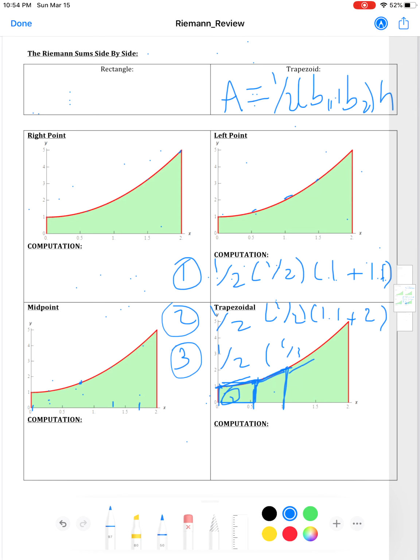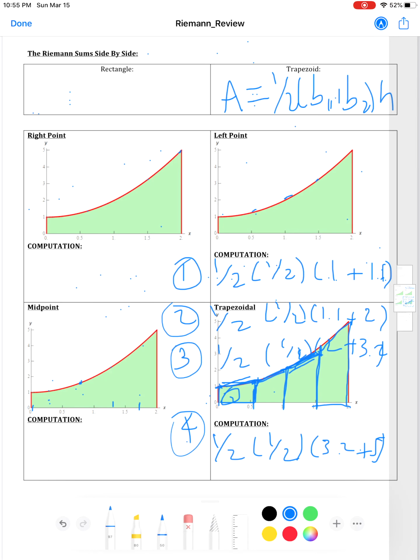And then the third rectangle, or not rectangle, but trapezoid, I do half times 2 plus 3.25. And then the last one, I do half times 3.2 plus 5. And my suggestion with these is just taking it one at a time.